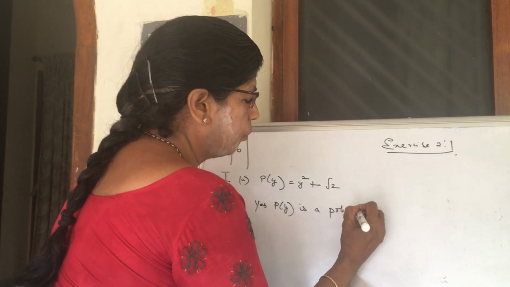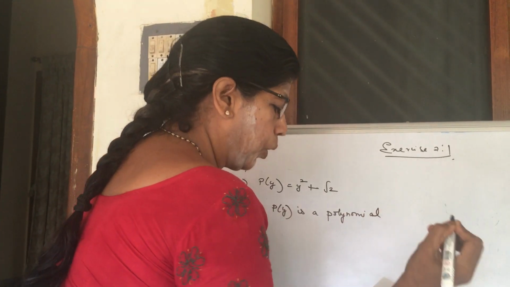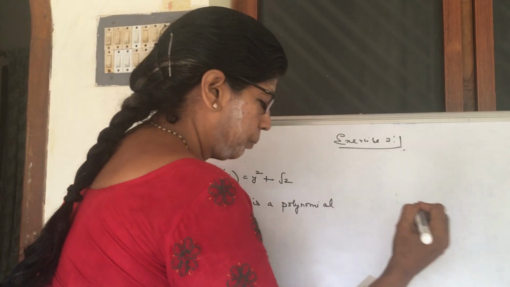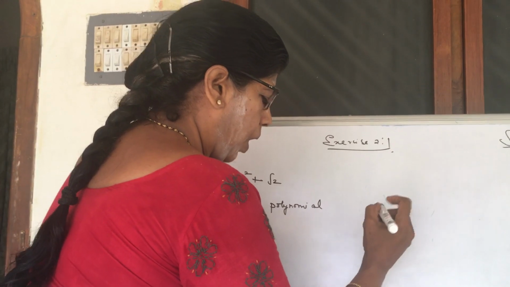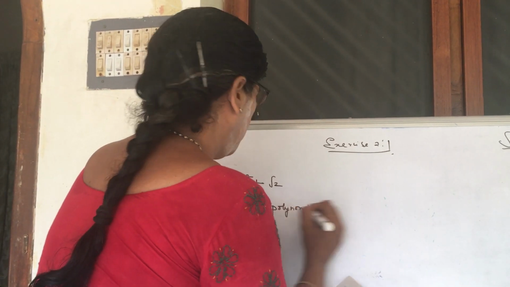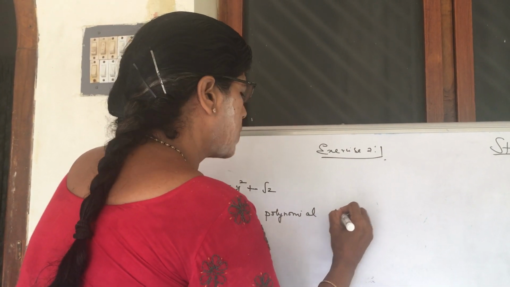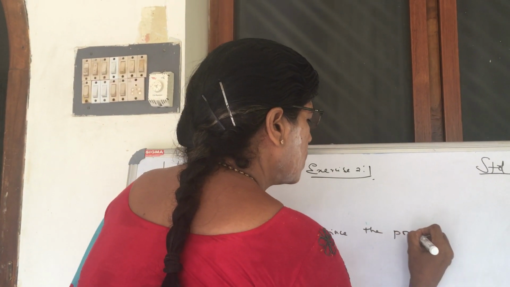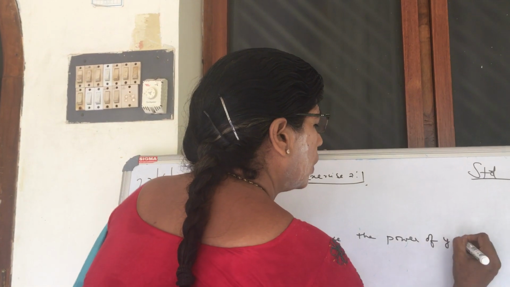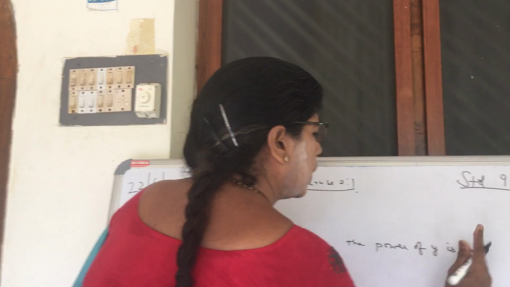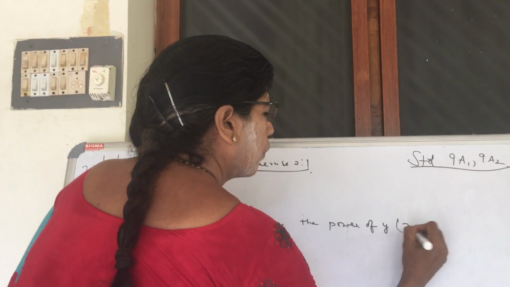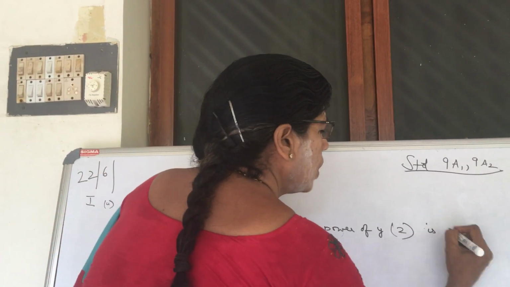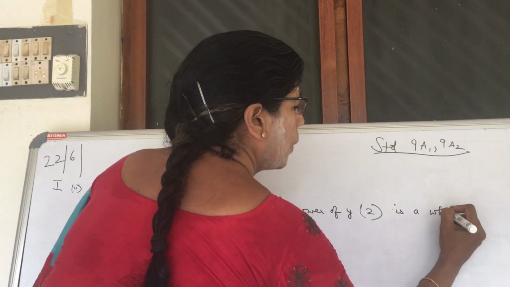Yes, P of y is a polynomial, since the power of y is a whole number. The power of y, what is the power of y? 2 is a whole number.